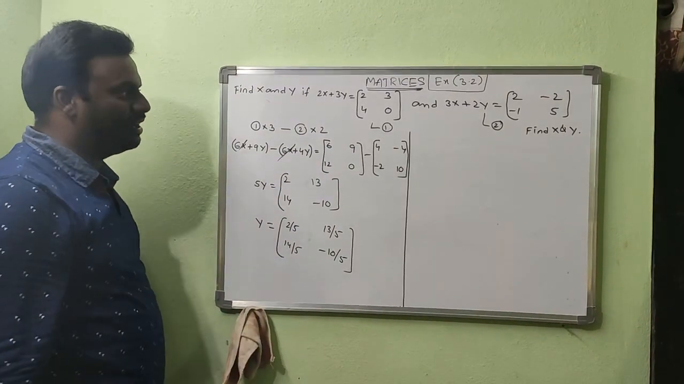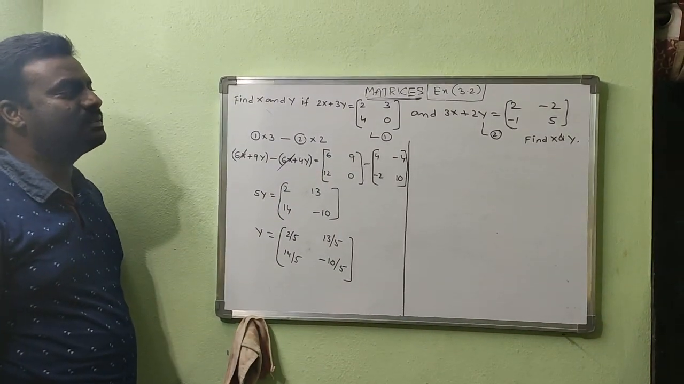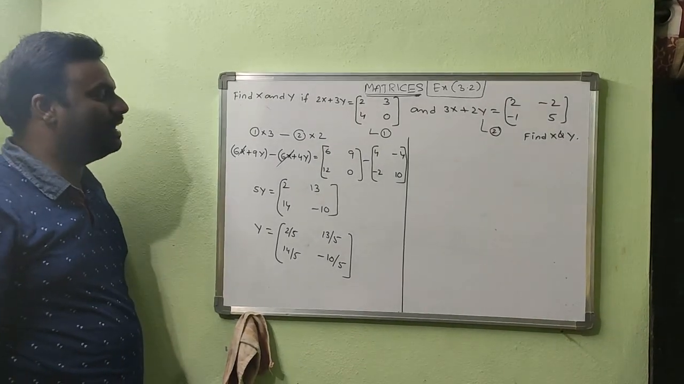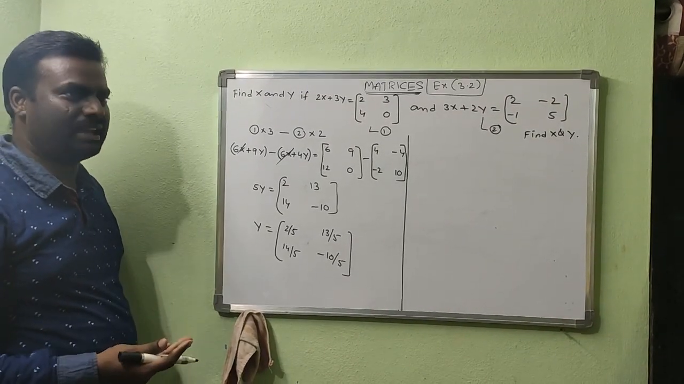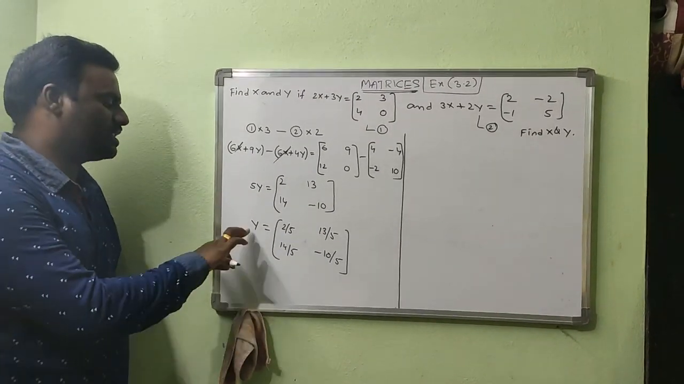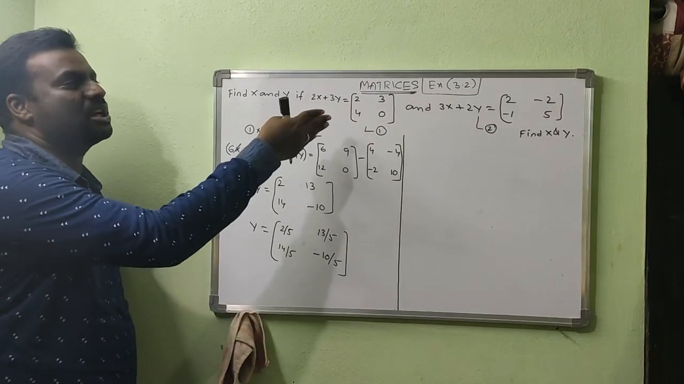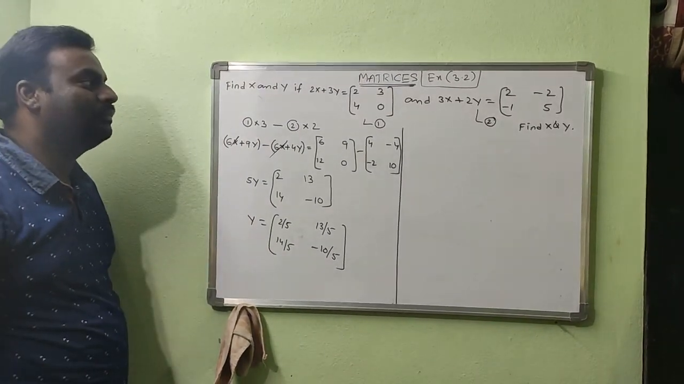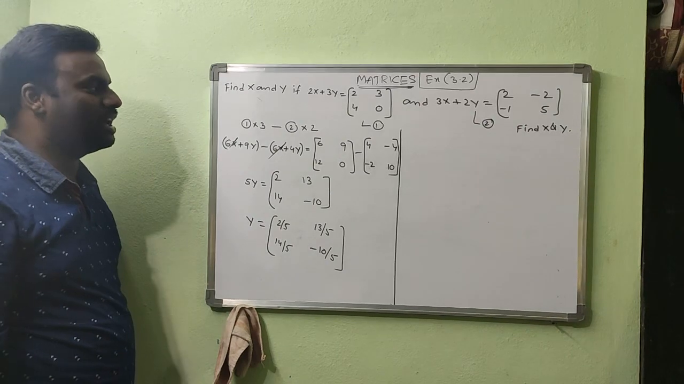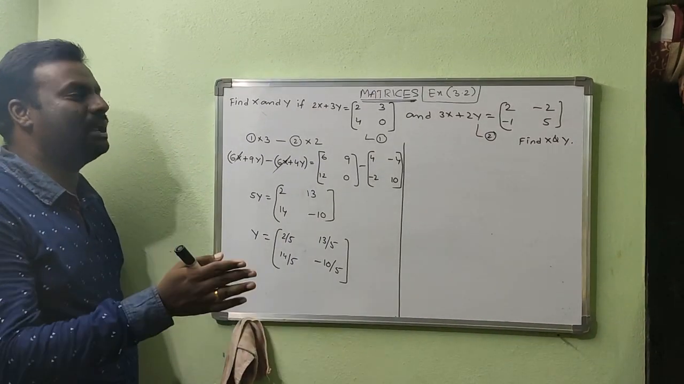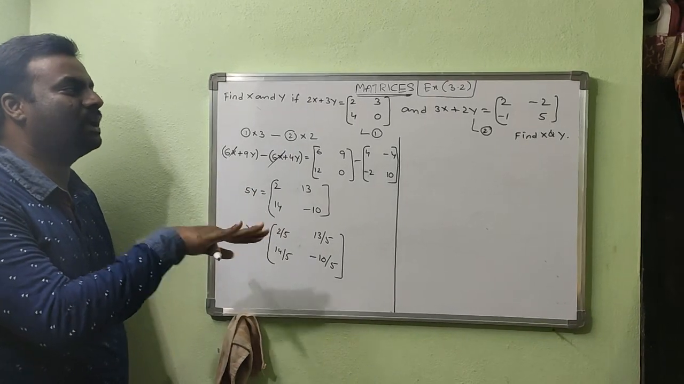So finally we got which matrix? Y matrix. But we required which matrix? X matrix. For finding X, we have two methods. One is to substitute this Y matrix in equation 1 or equation 2. Or otherwise, the same solution, multiplying with 3 and multiplying with 2. If you apply that method, you will get it.